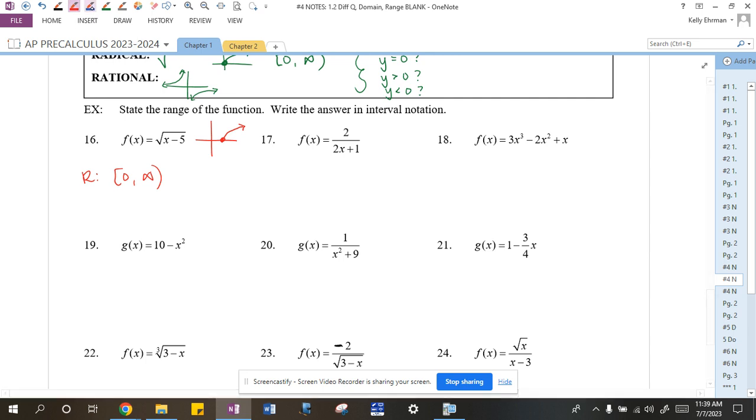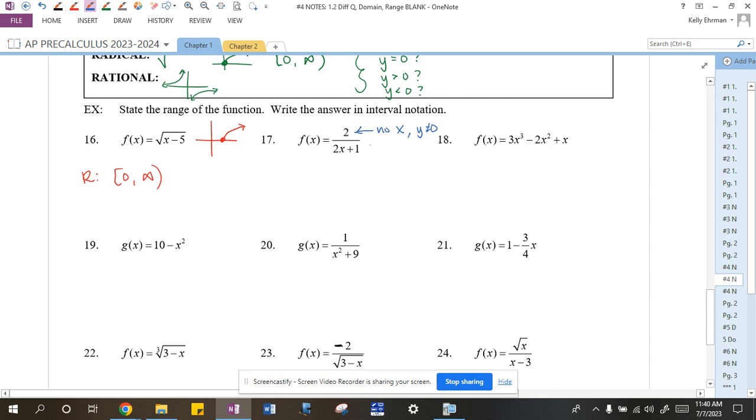17 is rational, so let's just run through a checklist. If there's no x in the numerator, then there's no way that the overall fraction will ever be exactly 0. Think about plugging in 100 billion for x. 2 divided by 200 billion plus 1 is not exactly 0. It's just incredibly close to 0. So if there's no x, then y can't be 0. So already 0 is excluded from our range.